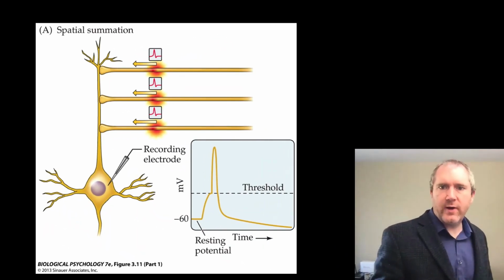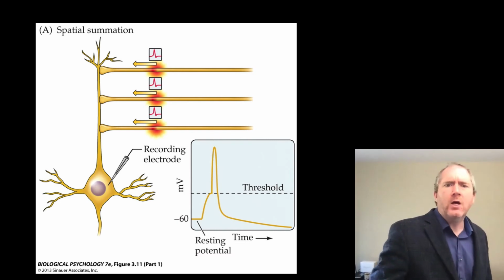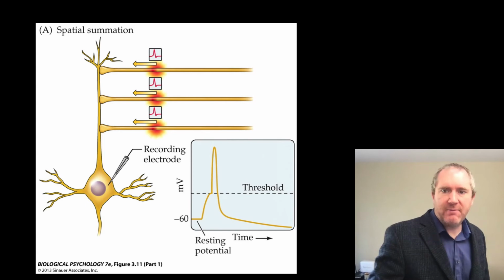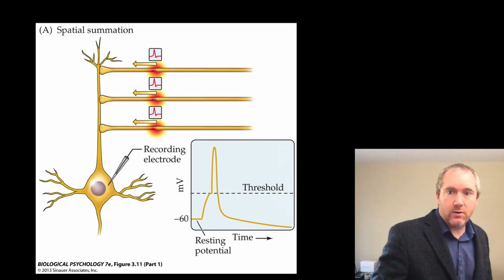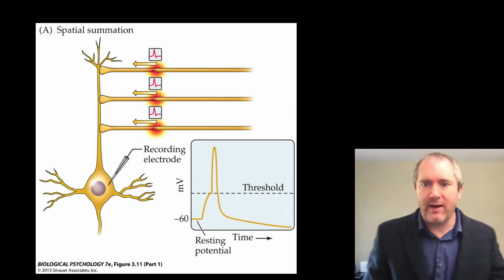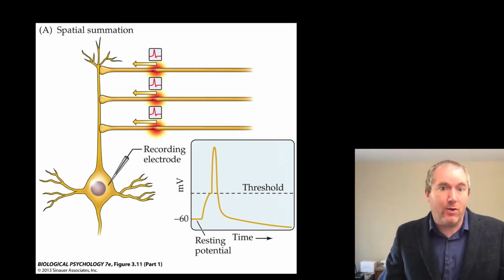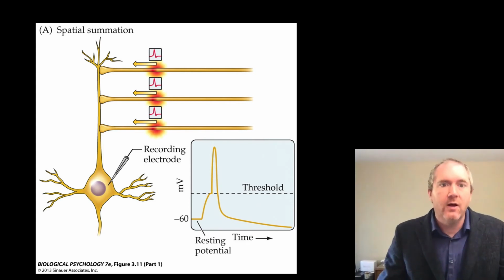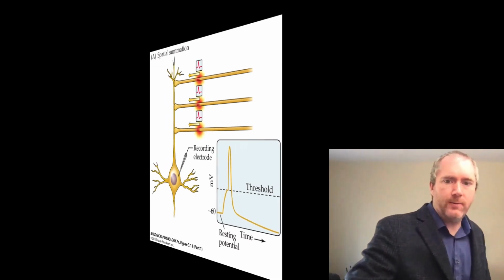Here's another good illustration of spatial summation. So you would have three distinct inputs that are all excitatory in nature, acting on the postsynaptic neuron. You can see the little readout of the oscilloscope on the right there. So, three different excitatory inputs might be sufficient in this case to pass the level of the threshold needed for the action potential to occur.